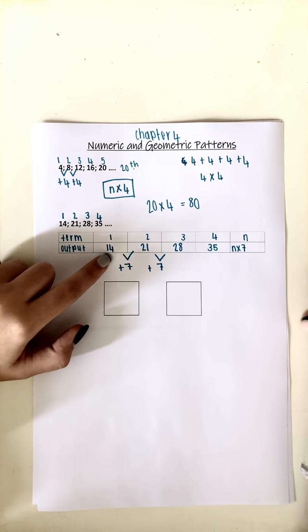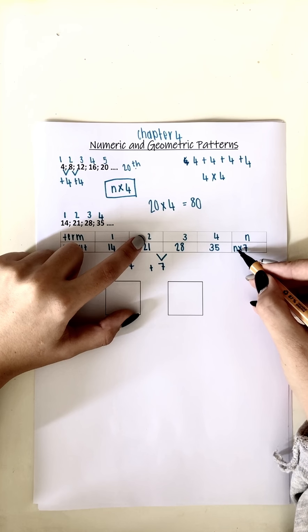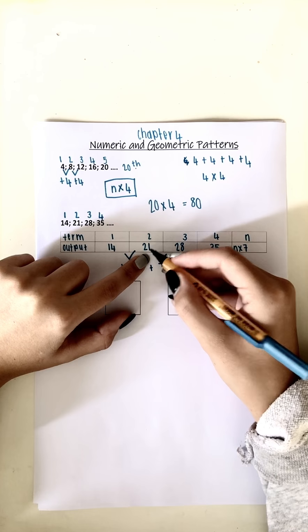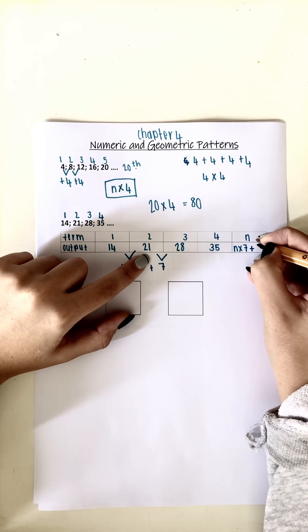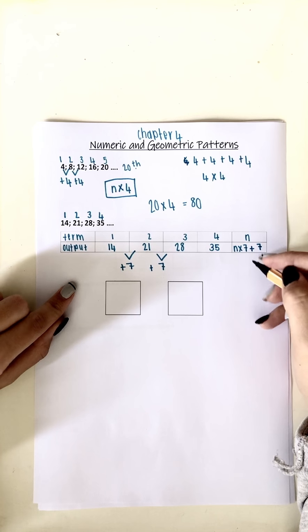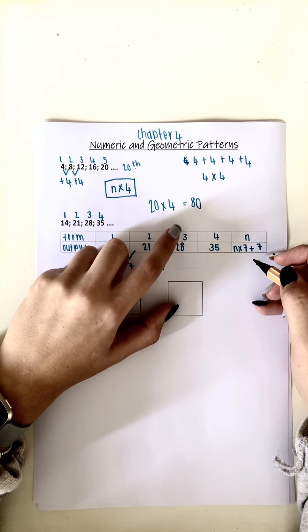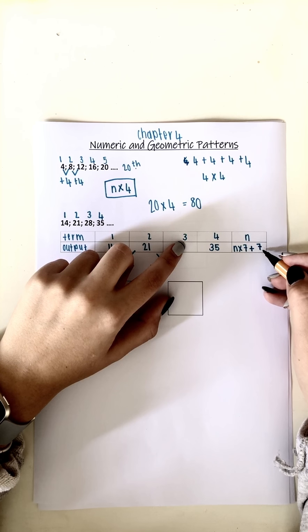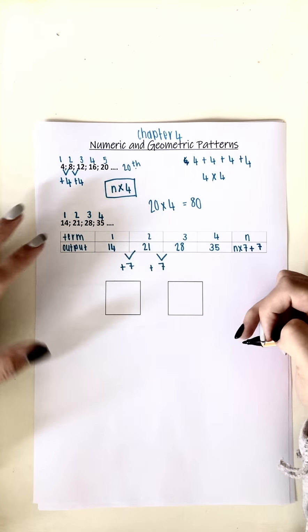So let me see if this works for the second term. So 2 times 7 gives me 14. Plus 7 gives me 21. So that works. So I have to first multiply it by 7 and then add 7. So let's just check if it works for the third term. So 3 times 7 gives me 21, plus 7 gives me 28, and that works.